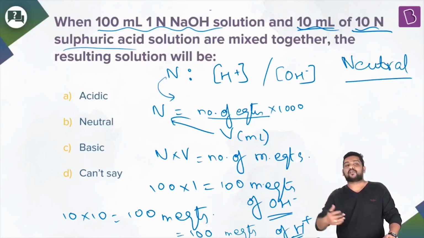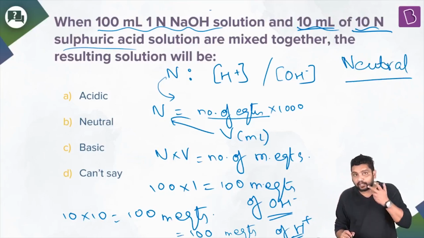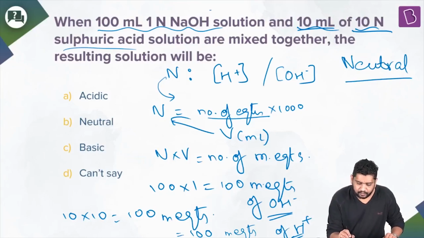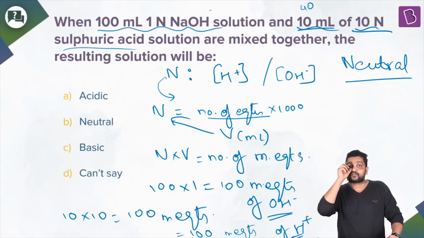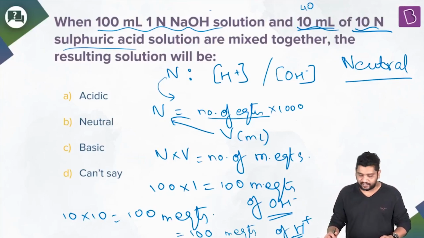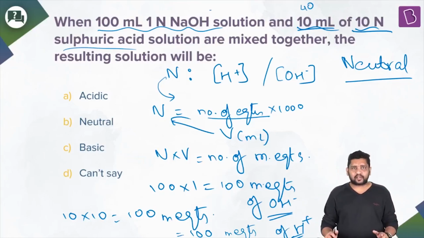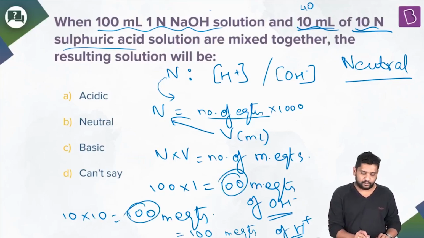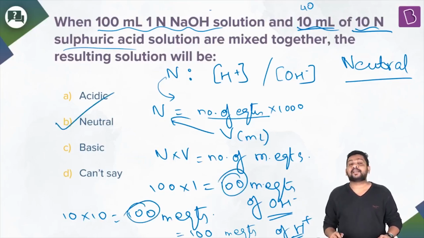If acid was more, we would have said the solution will be acidic, since more milli equivalents of acid were there. Let's say, for example, instead of 10, this was 40 ml of H2SO4, we would have said, okay, more acid is there. 40 into 10 is 400 milli equivalents of acid, which means 400 millimole of H plus is there. So more acid is there, which means that even after neutralization, the solution would have been acidic. But here what we have is 100 milli equivalents of base and 100 milli equivalents of acid, which means it is going to be a neutral solution, which is option B.